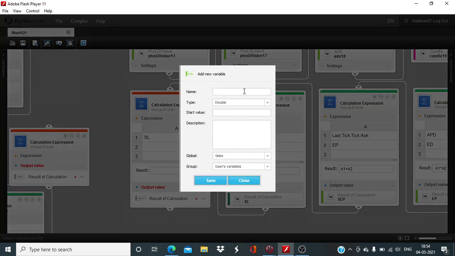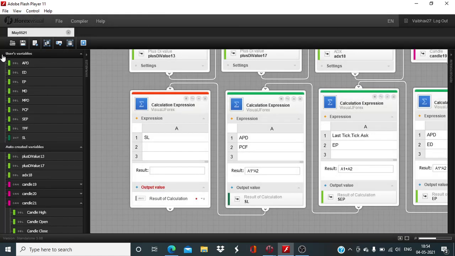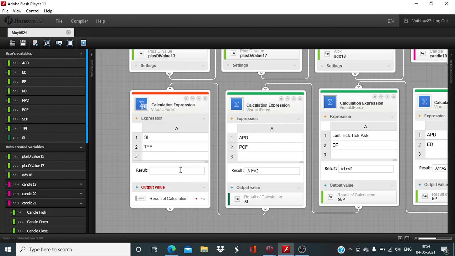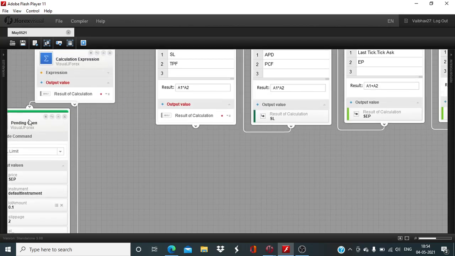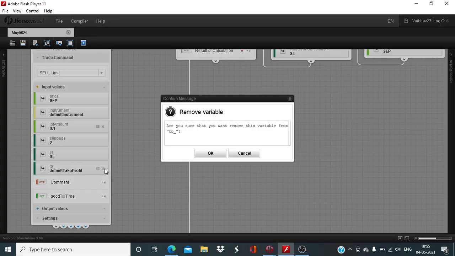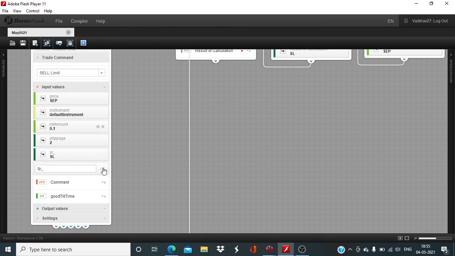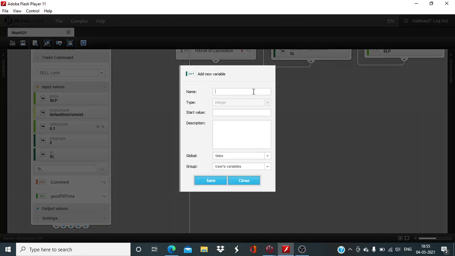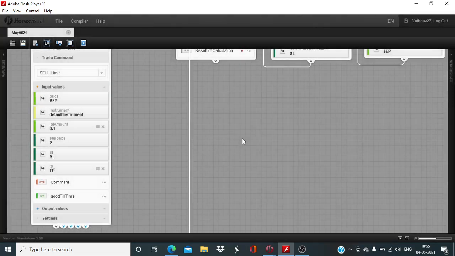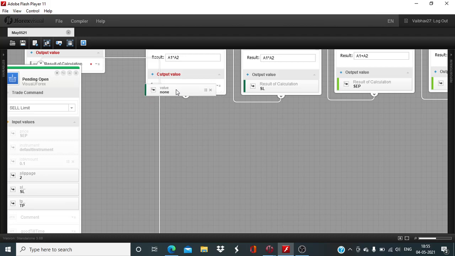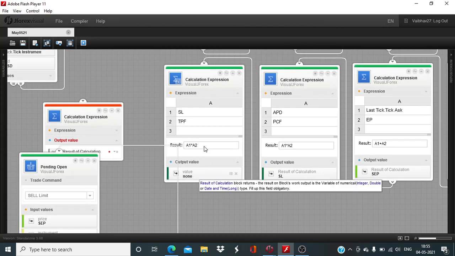Variable A1 into A2, same thing again. I will create the variable here, and assign it to the result of calculation of this block.